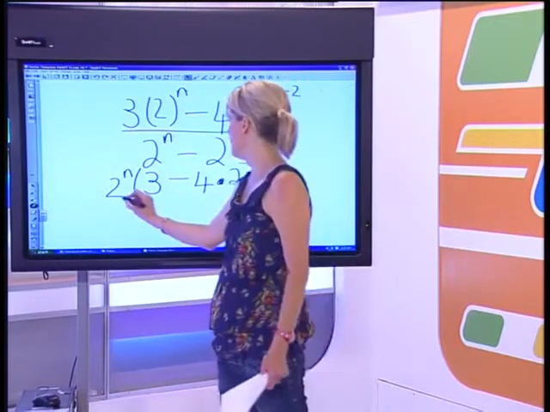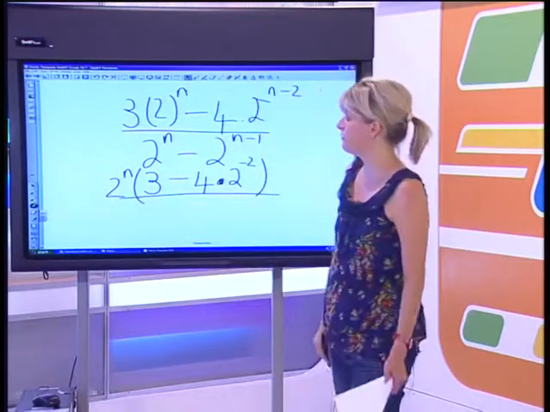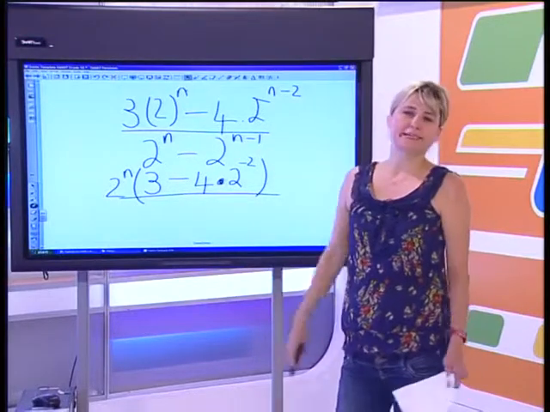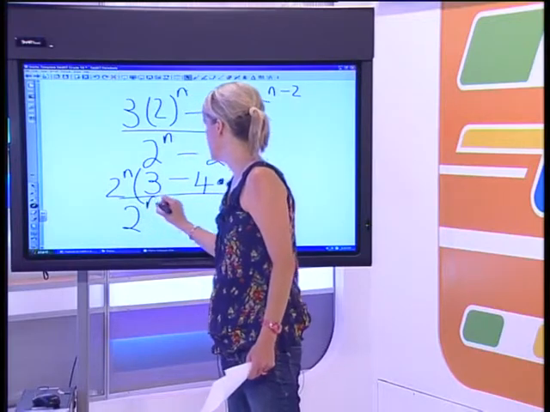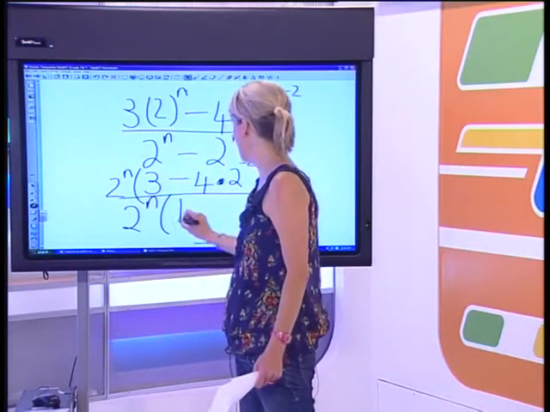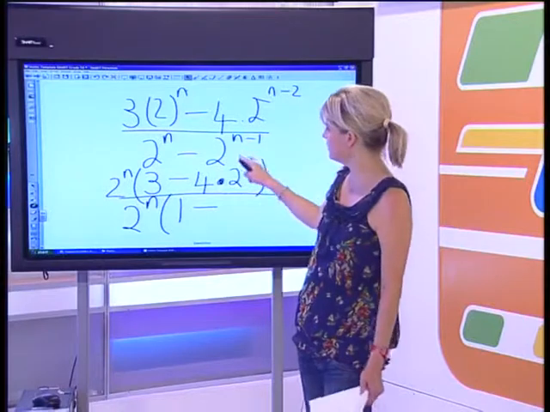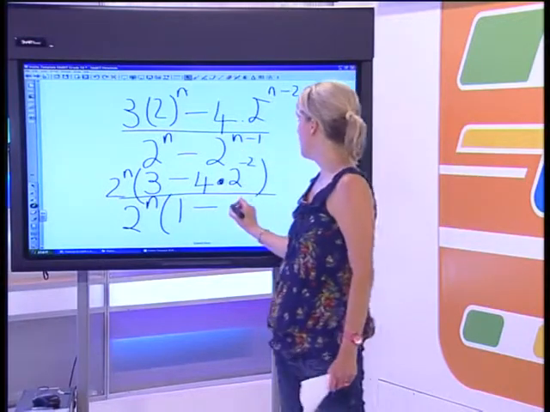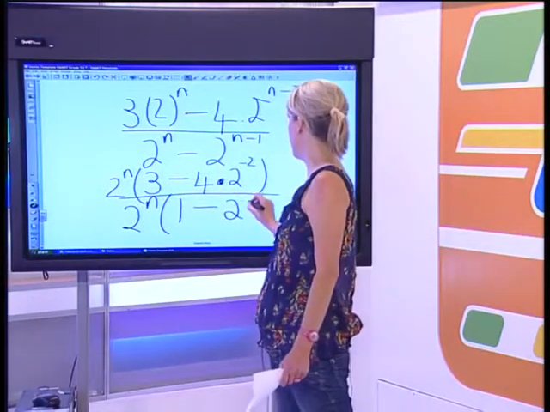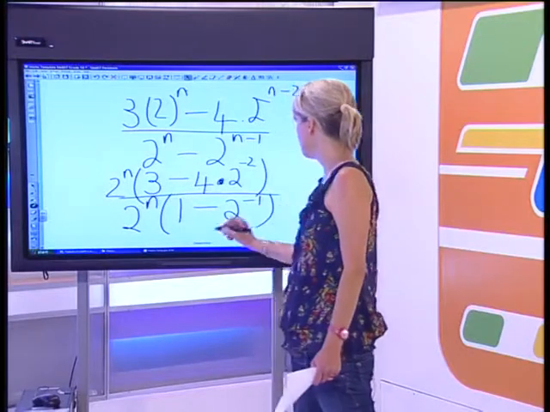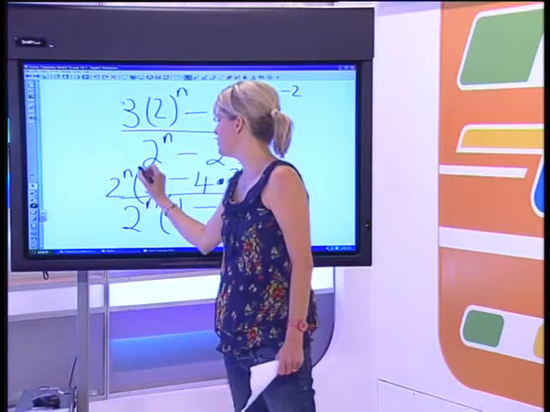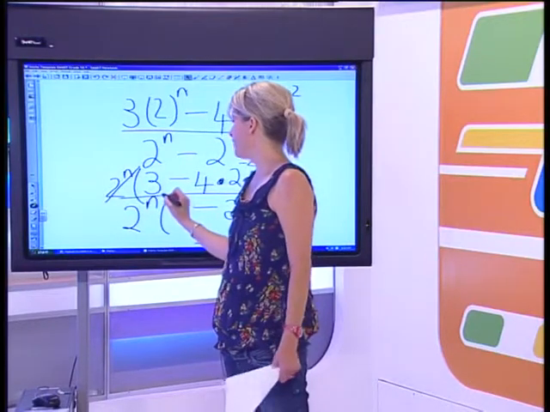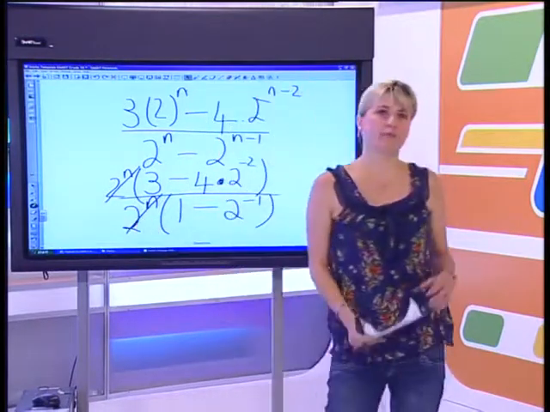And probably, Mpho, I would imagine that this is where you went wrong. Now, in my denominator, I will also be taking out 2 to the power n. I am then left with 1 minus. Now, if I take out the 2 to the power n here, I am left with 2 to the power negative 1. Right. So what happens now is quite cool because the 2 to the power n at the top and the 2 to the power n at the bottom cancel out.